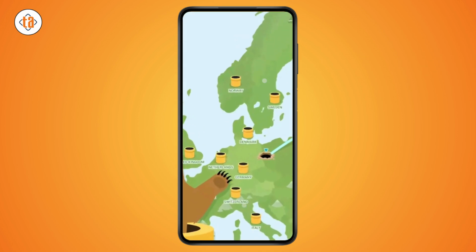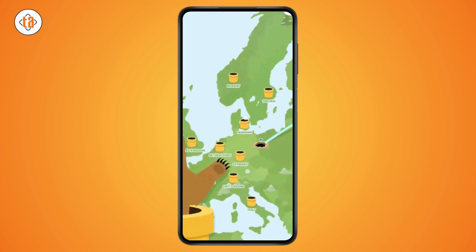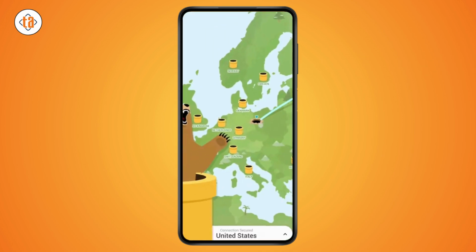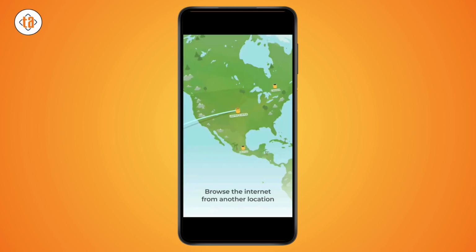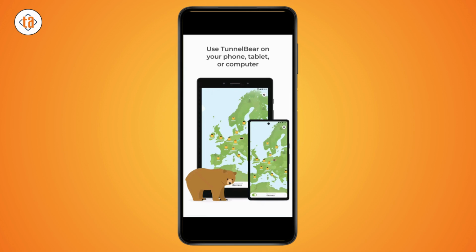So you can simply choose any location that you would like to connect. So for example, if you choose the Netherlands option, then you will be connected to the Netherlands network. You can browse the internet from another location. You can use your TunnelBear on your phone, laptop, or computer.